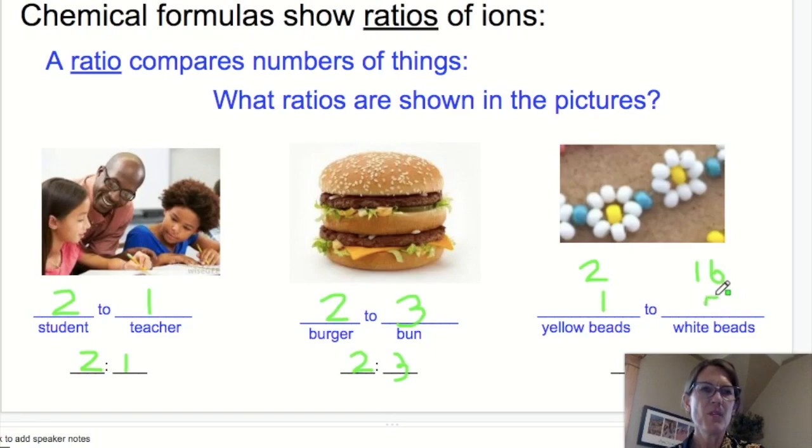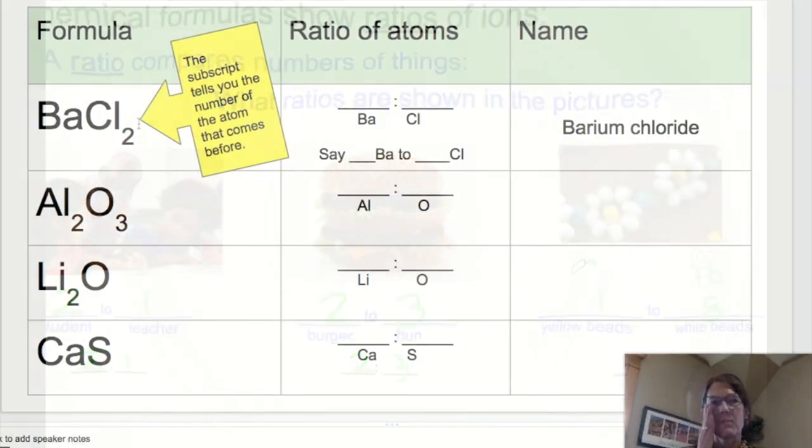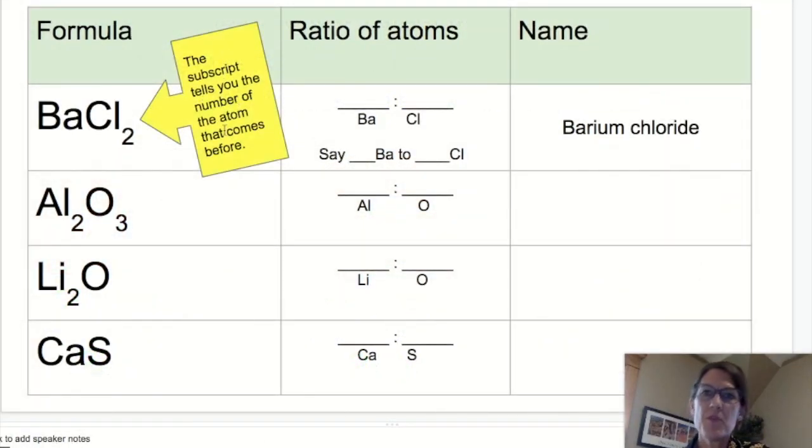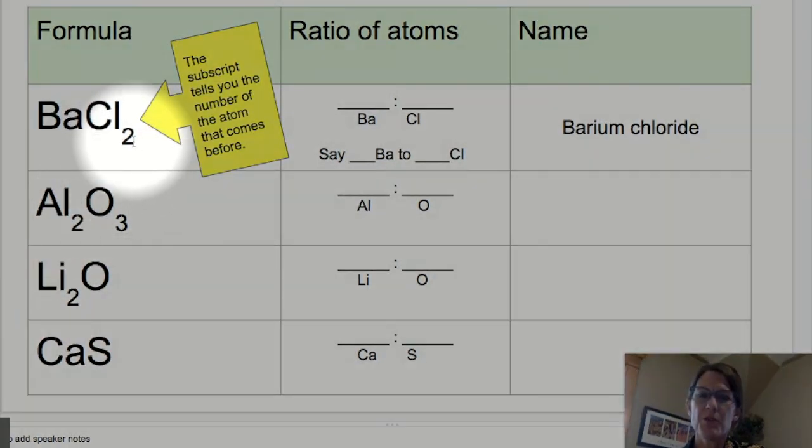So we usually put ratios in the lowest terms, right? So we call it the lowest ratio. So my ratio here is 1 to 8. If I need a really long chain of beads, I'm going to need more, but I still know the ratio is going to be 1 to 8. So remember that the subscript tells you the number of the atom that comes before. So here I see the subscript 2, and that means 2 of the Cl.